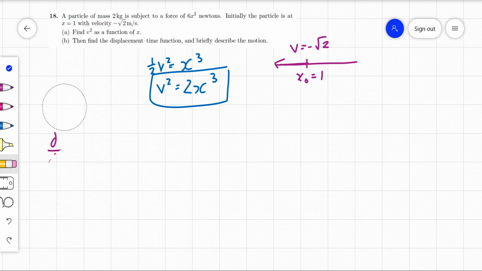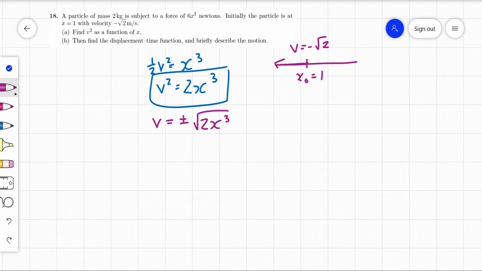Then find the displacement time function and briefly describe its motion. Remember displacement time, we want x and t, so we can use velocity as dx over dt. Which velocity equation to use, because we know here that v would be plus or minus the square root of 2x cubed. So what to do about that?